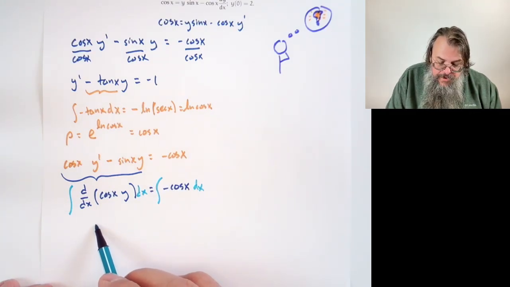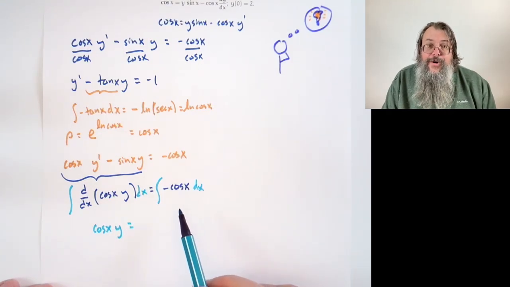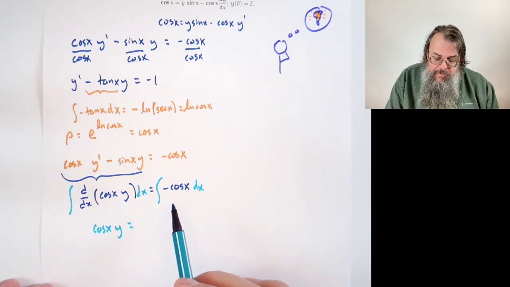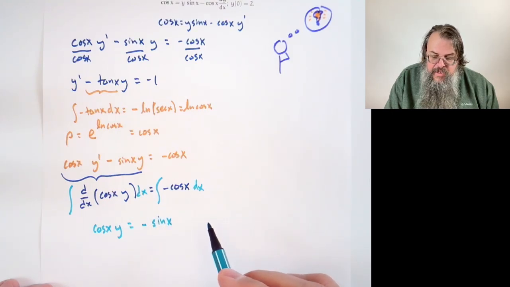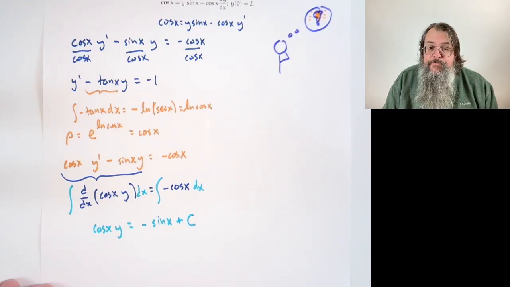So we get cosine of x times y. The integral of cosine, well, is sine. Don't forget about the minus sign. So that's minus sine of x. And then, of course, plus some constant c.